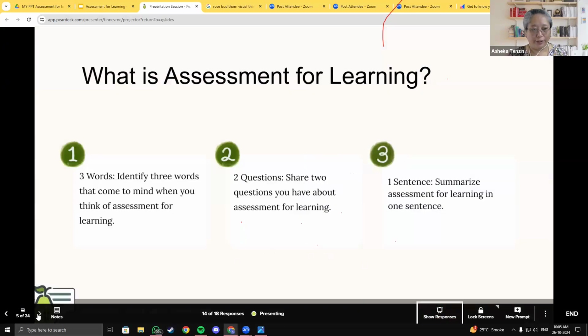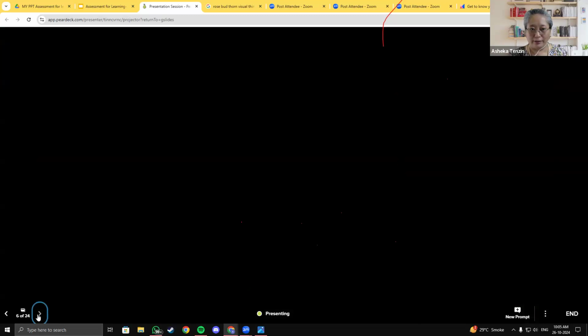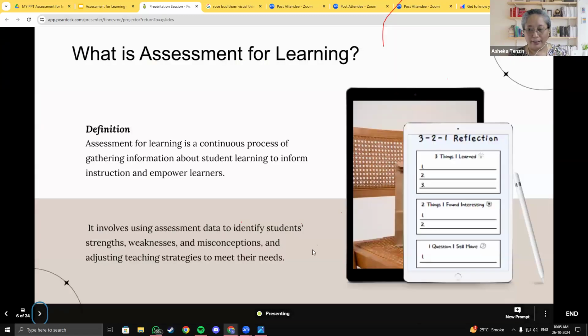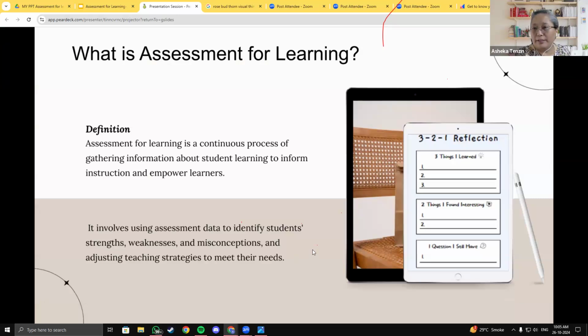Okay, so thank you for your responses. And I can see that some people have a good understanding of what it means, and some people have some understanding of what it means. So let us go to the definition of what assessment for learning is. Assessment for learning is a continuous process. During this process, we gather a lot of information about student learning. And this information that we gather, we will use it to inform our instruction and empower our learners. Okay, so that's the actual definition of assessment for learning.